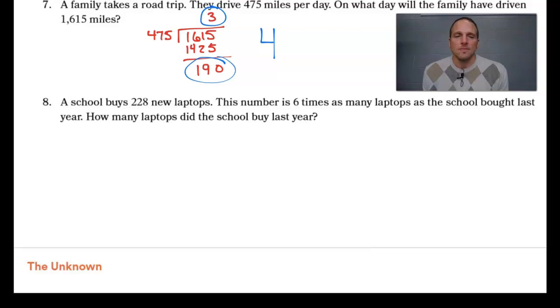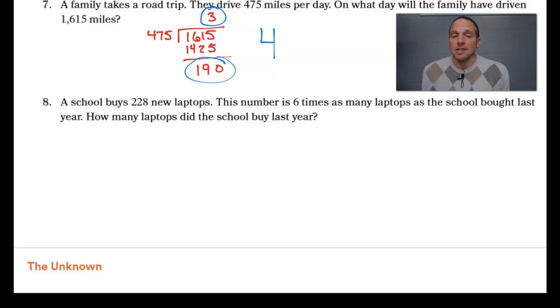Correct, this year we have more laptops this year. So what am I going to do? If we have more this year, that means we had less last year. How am I going to figure out what they had last year? Am I going to add, subtract, multiply, or divide?